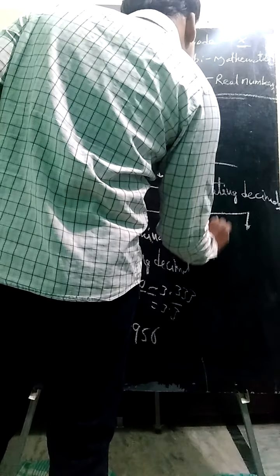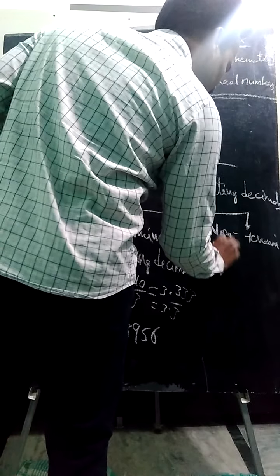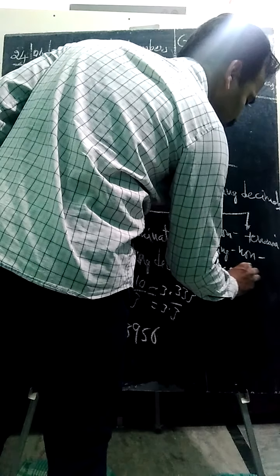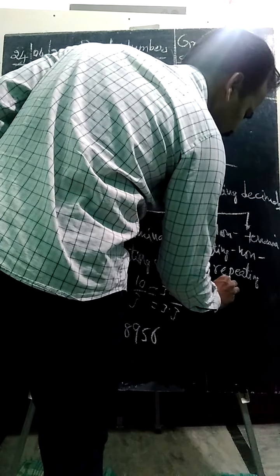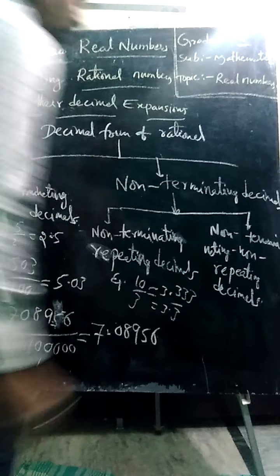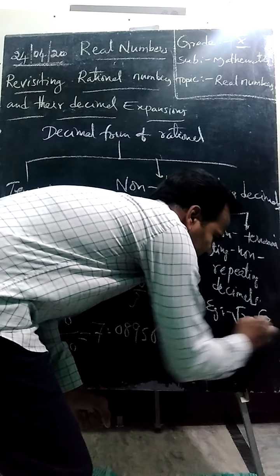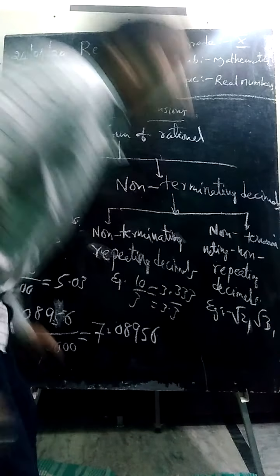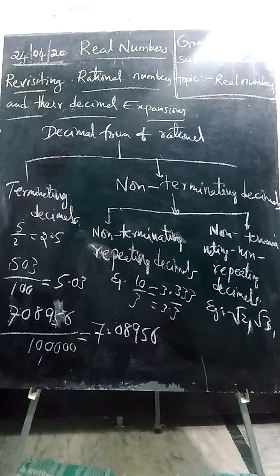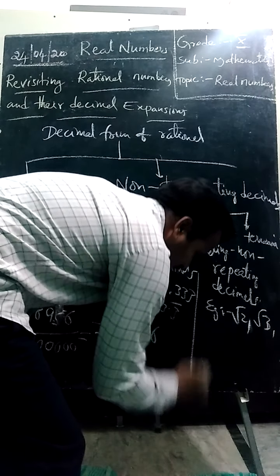But this is an irrational number: non-terminating, non-repeating. In some textbooks they say non-recurring also. Whatever, it is the same. Non-repeating decimals: the same part after the decimal point doesn't repeat. Examples are square roots of numbers which are not perfect squares. Root 2 value we know, 1.414 and so on. The same part doesn't repeat. Root 3 also, 1.732 and so on. The same part doesn't repeat. Let us take one more example.